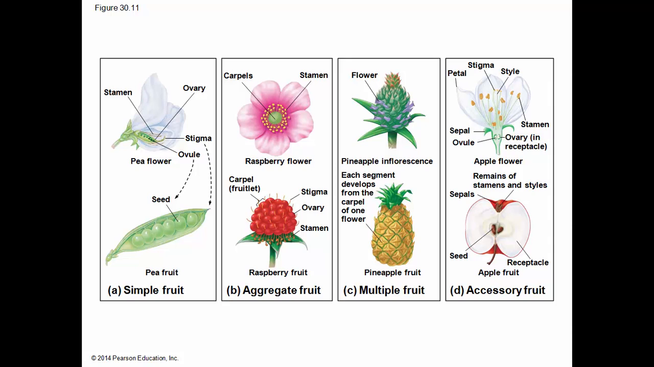Okay, here are some different fruits. A pea fruit is a simple fruit. A simple fruit develops with a single carpel or several fused carpels and one flower, like a pea or citrus or a peanut. The aggregate fruit develops from many separate carpels of one flower. Examples are raspberries, blackberries, and strawberries. A multiple fruit develops from many carpels of the many flowers that form an inflorescence. An example is the pineapple.